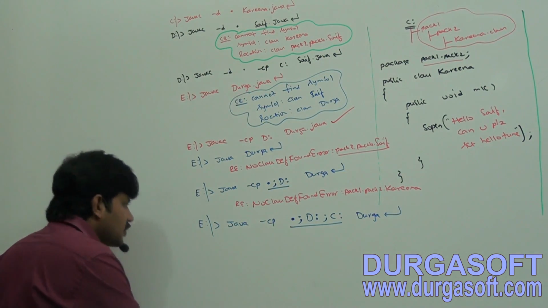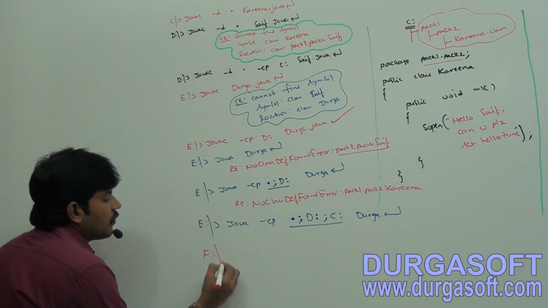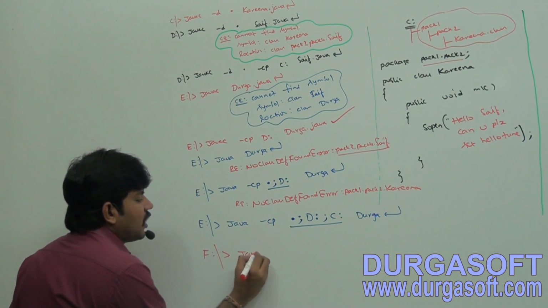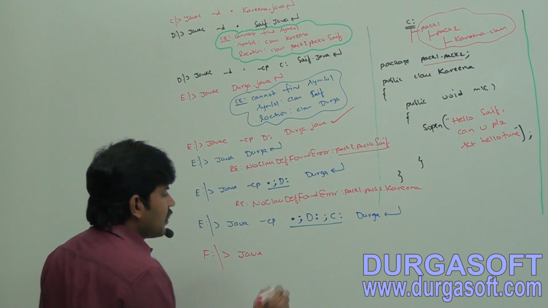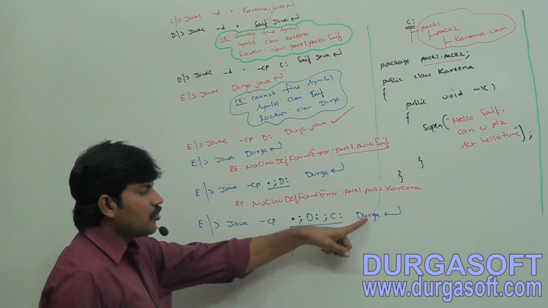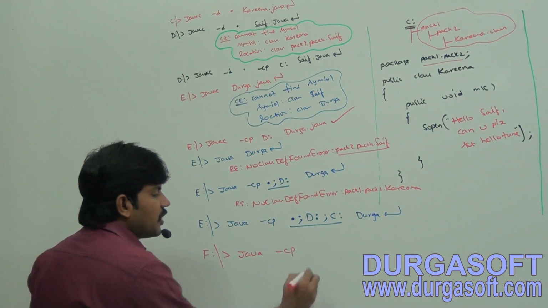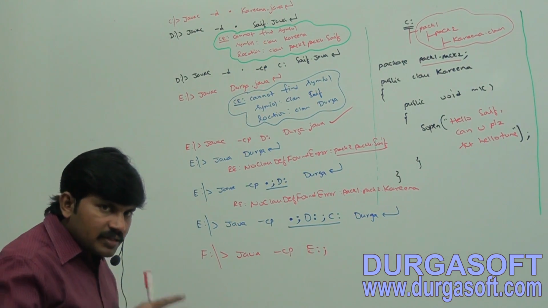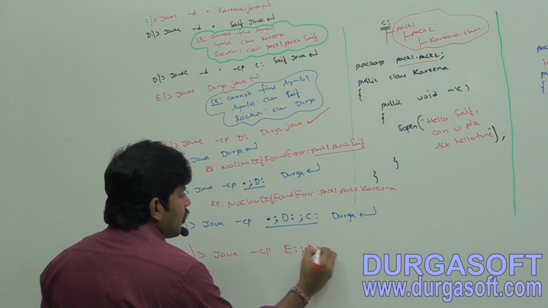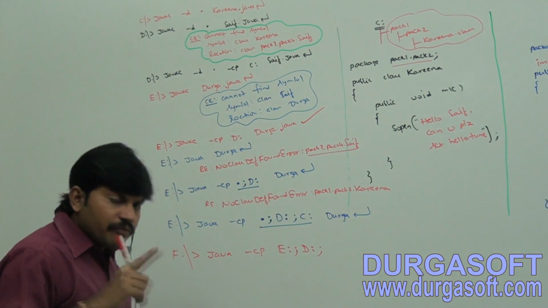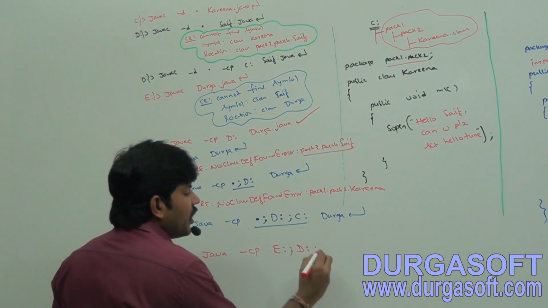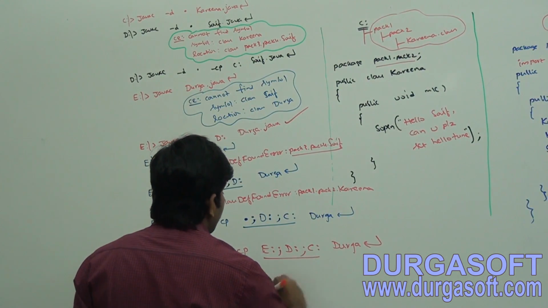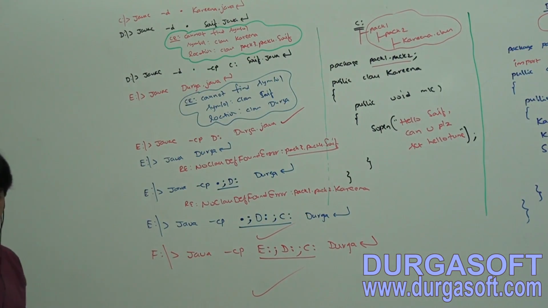Last, I want to run from F colon. Can you tell what is the way? Java -cp. First Durga is required. Durga is available in which location? E colon semicolon. Durga requires Saif. Saif is available where? D colon semicolon. Next, within Saif, Karina is required. Where is Karina available? C colon, followed by Durga. Okay, perfectly valid, no problem at all. Are you able to understand?